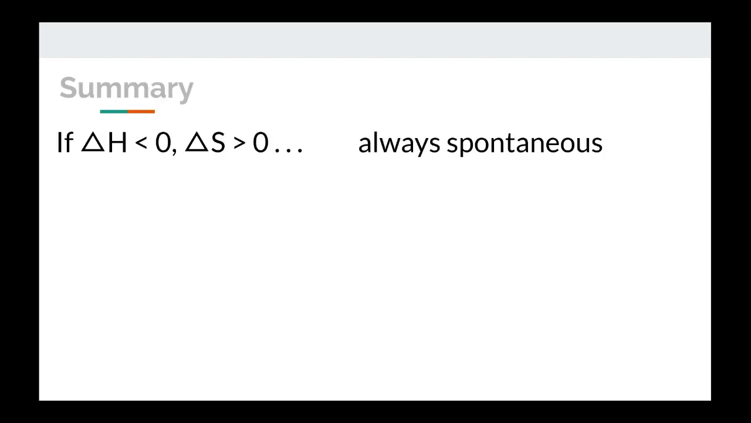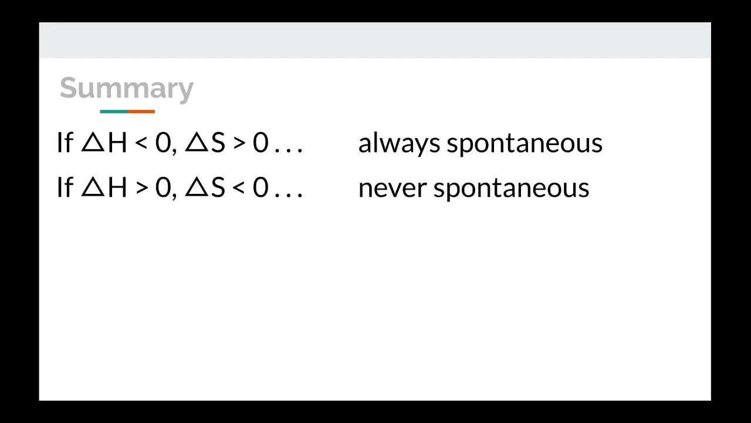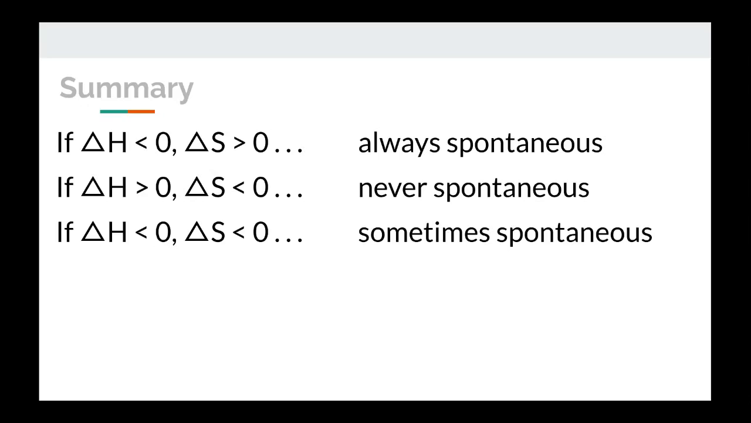So let's just summarize. Delta H is less than 0 and delta S is greater than 0. Both of those driving forces for a reaction favor spontaneity, so this is always going to be spontaneous. If delta H is positive, that doesn't favor spontaneity, and if delta S is negative, that also doesn't favor spontaneity, and that's never going to be spontaneous. If the reaction is exothermic, that does favor spontaneity, but if it's a decrease in entropy, that doesn't favor spontaneity, so that means it's sometimes going to be spontaneous.